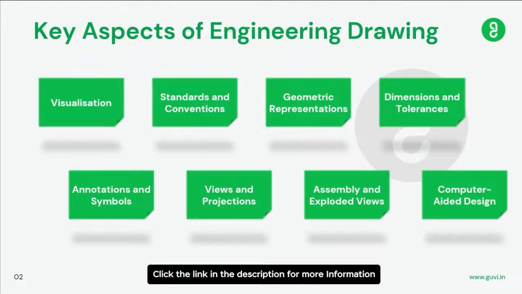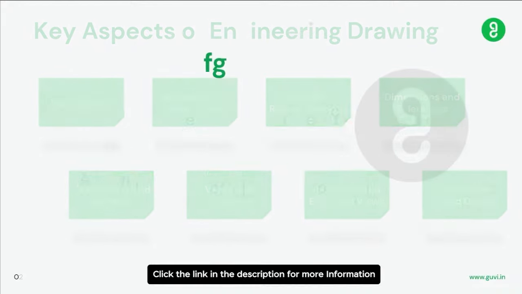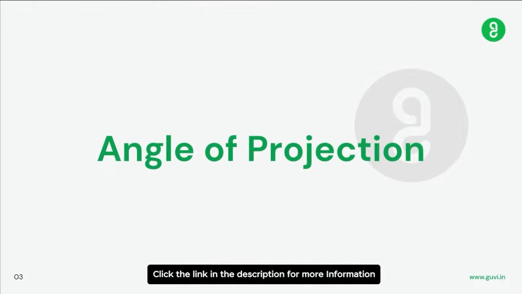With that, we now move into understanding what is the angle of projection. The term angle of projection refers to the orientation or the position from which an object is viewed or projected into a two-dimensional surface, such as a drawing or a screen. It's an essential concept in drawing and engineering, particularly in the field of orthographic projection.